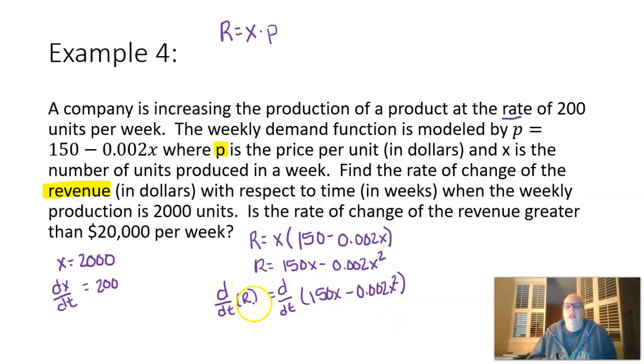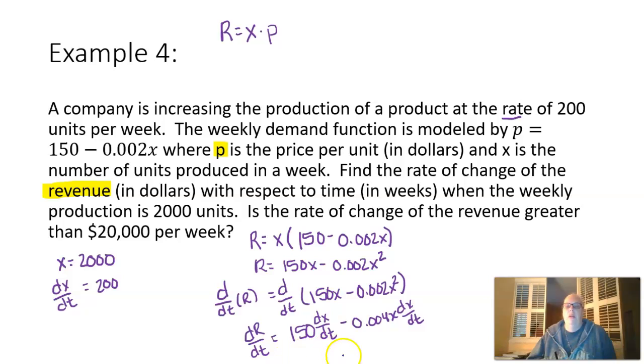Alright, over here on the left, the derivative of the revenue with respect to time, that's just going to be dR/dt. Over here, the derivative of 150x, that's going to be 150. And then with respect to time, we're going to need to have a dx/dt on it. And then the derivative of 0.002x squared is going to be 0.004x. And then we're going to need to have a dx/dt over here as well. And again, this is just an application of the chain rule.